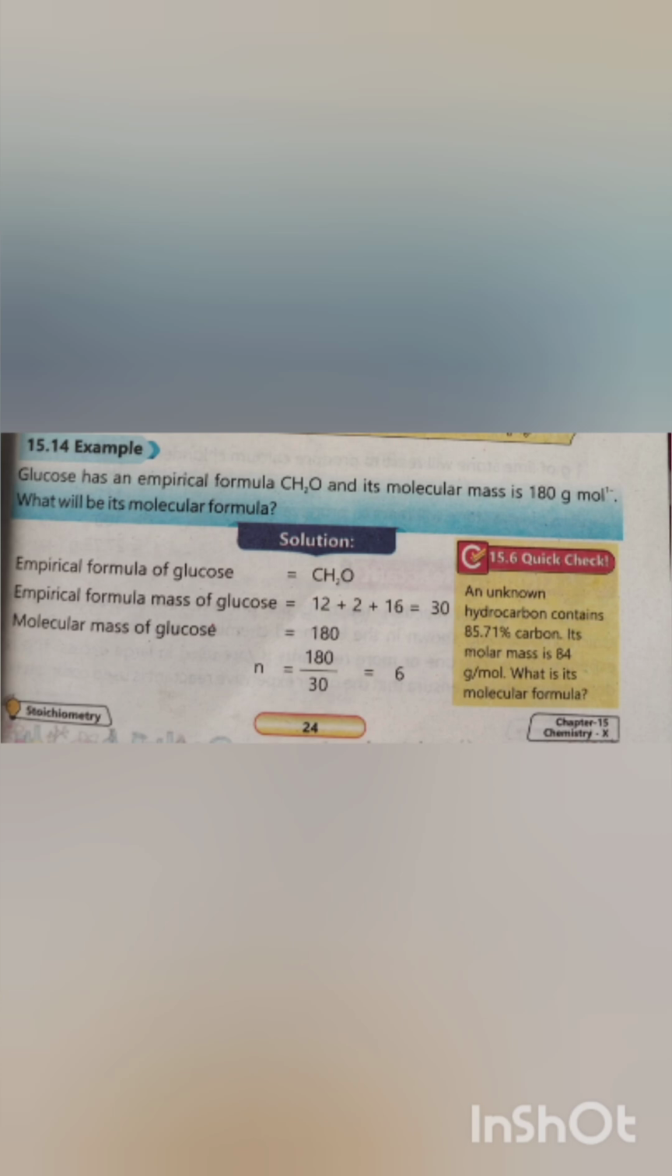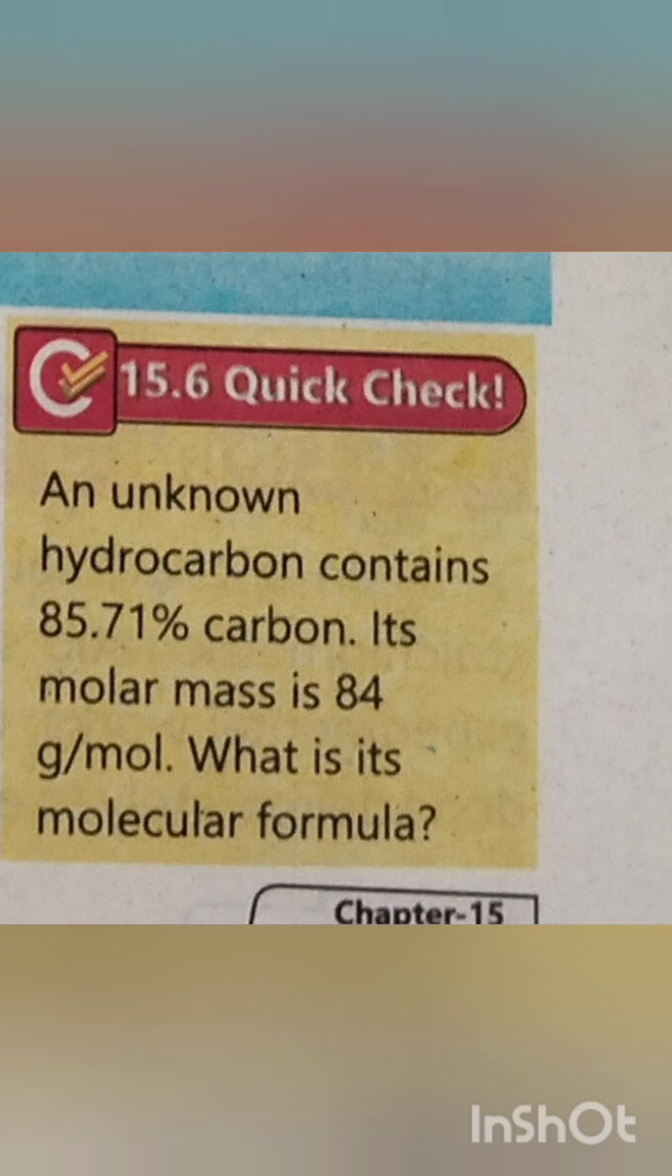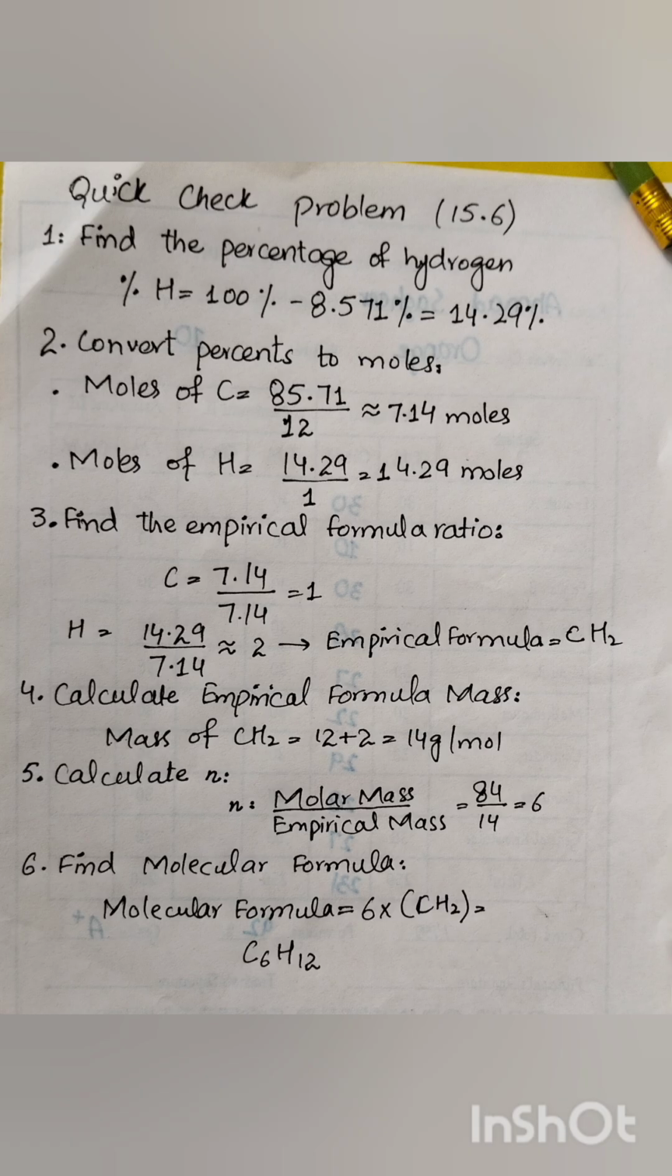The molecular formula of glucose is C6 multiplied by CH2O, which is equal to C6H12O6. So the molecular formula of glucose will be C6H12O6. Here comes our third key check problem, which is for you to solve yourself. But for your help, the solution of this problem is attached to the lecture.